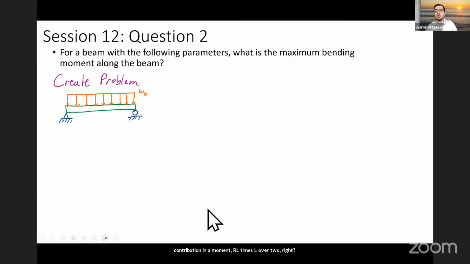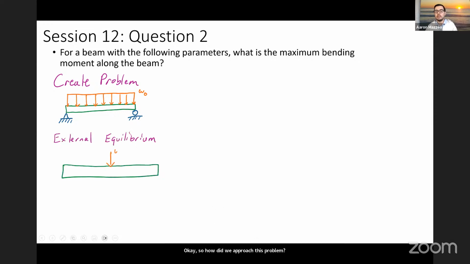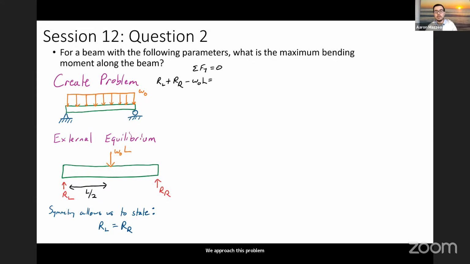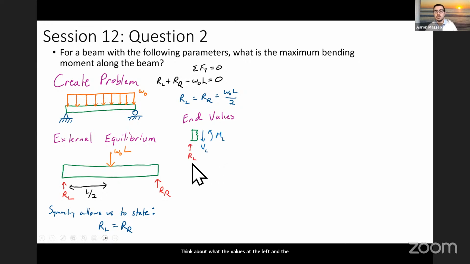Okay? So how did we approach this problem? We approached this problem by, again, first doing external equilibrium. And when we do that, we can solve for what the RL and RR will be. When we look at attempting to use these new equations, we're going to think about what the values at the left and the right side of the beam are. So this is going to be our, we'll call it, internal VL and our internal ML.